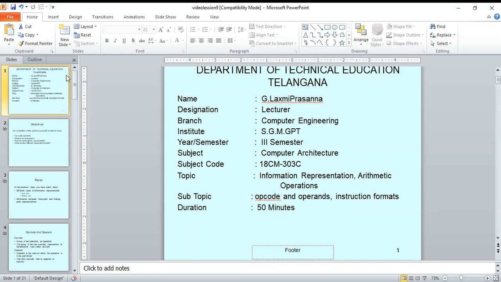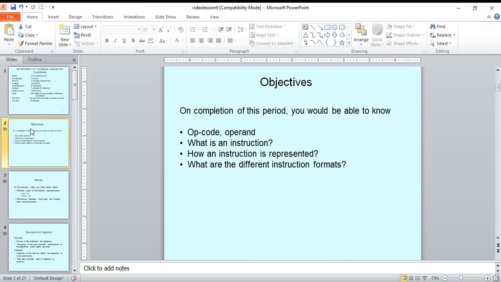Today I am going to explain what an opcode is, what an operand is, and what the types of instruction formats are. On completion of this period, you would be able to know what is meant by opcode and operand, what an instruction is, how an instruction is represented, and what the different instruction formats are.